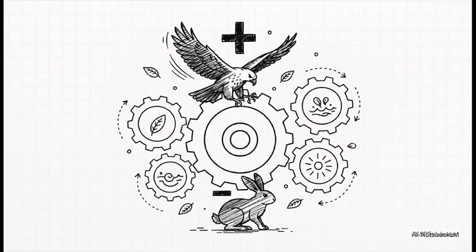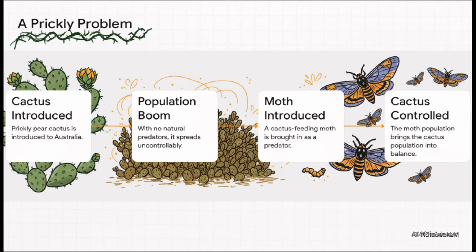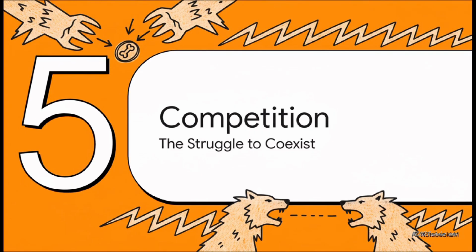Then, of course, you've got your plus-minus interactions like predation. And yeah, it seems pretty tough on the prey, but predators play such a critical role in keeping the whole ecosystem in balance. This is a perfect example. Back in the 1920s, somebody brought the prickly pear cactus to Australia. Big mistake. With no natural enemies, it just exploded, growing exponentially and taking over millions of acres. The only thing that fixed the problem was bringing in its natural predator, a moth, which finally got the cactus population under control.